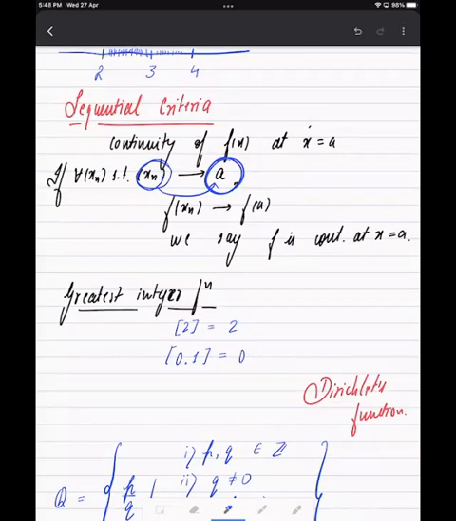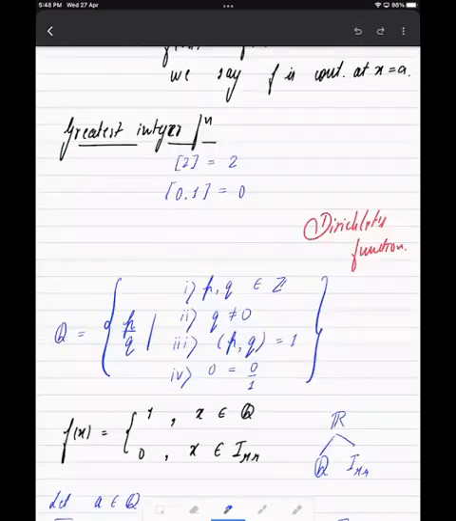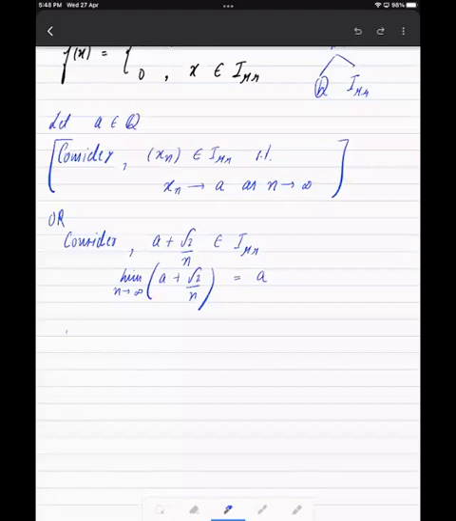Let's see what happens with f of xn and f of a. So f of xn is actually f of a plus root 2 by n. What would it be?